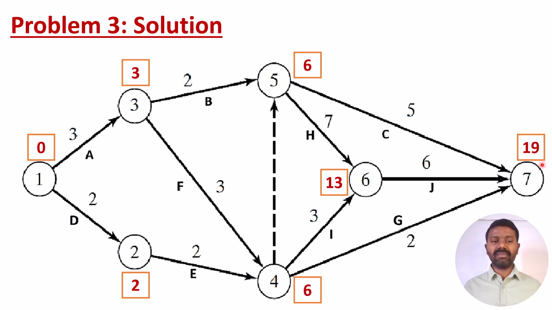And the critical path will be starting from here. Whichever path takes the maximum time, that path we need to follow, and we need to highlight it. That means 1 to 3, 3 to 4, 4 to 5, 5 to 6, and 6 to 7. So this is the critical path.